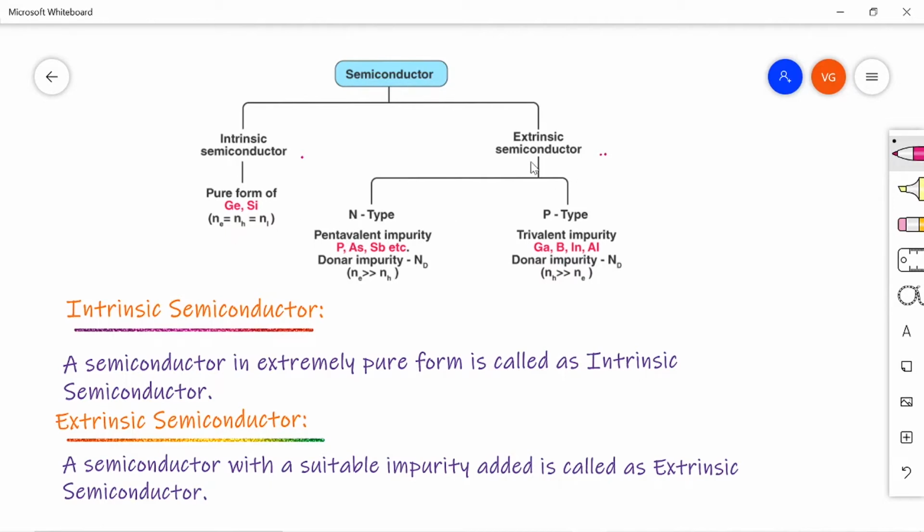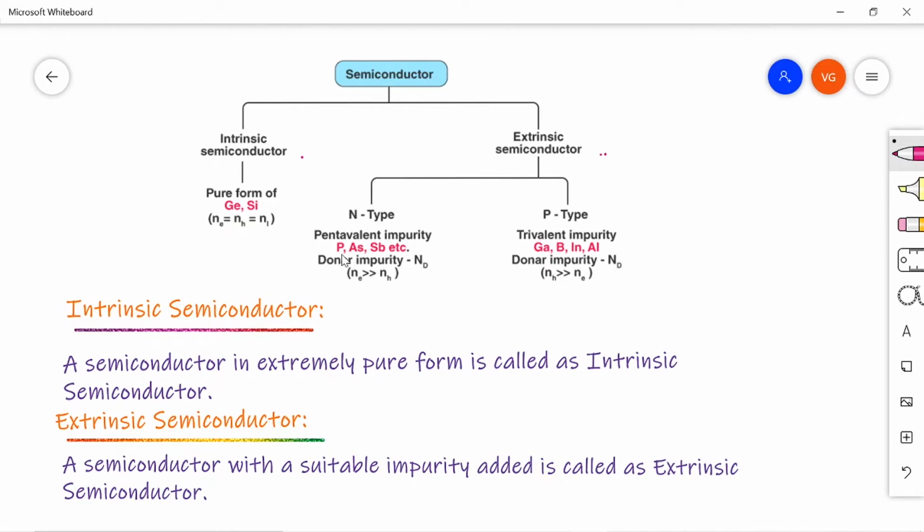Coming to extrinsic semiconductor, we add a suitable impurity to the intrinsic semiconductor to make an extrinsic semiconductor. As I discussed in the third property, the conductivity properties of a semiconductor change when we add an impurity. Depending upon the impurity added, they are divided into two categories again, N-type and P-type. If we add pentavalent impurity to an intrinsic semiconductor, the resultant extrinsic semiconductor is called N-type semiconductor. Whereas if you add trivalent impurity, we get a P-type semiconductor.